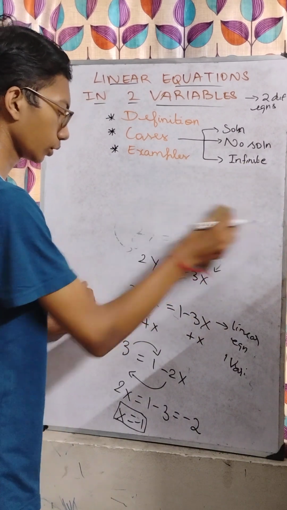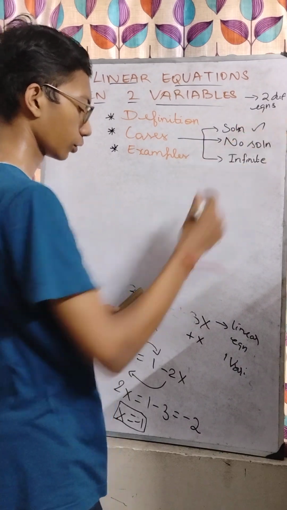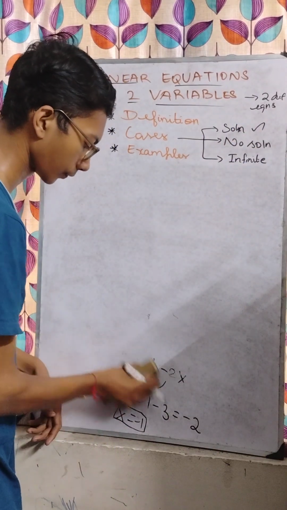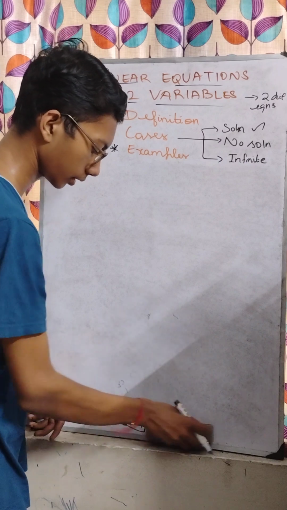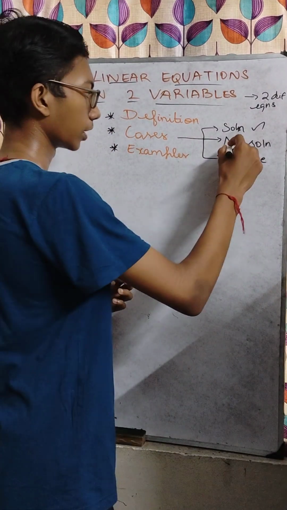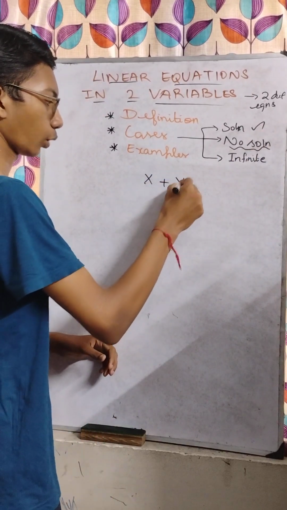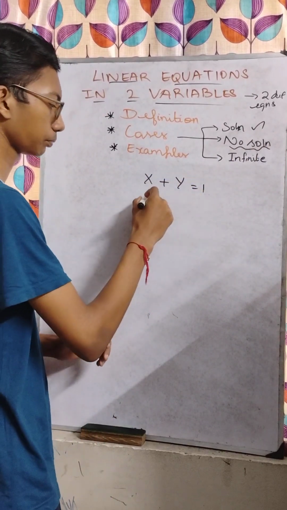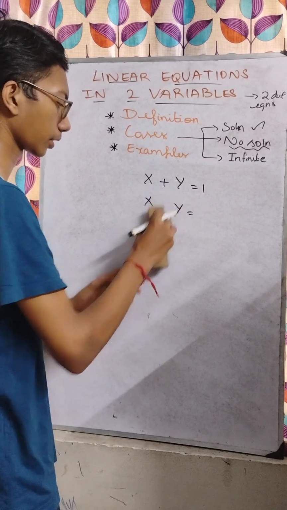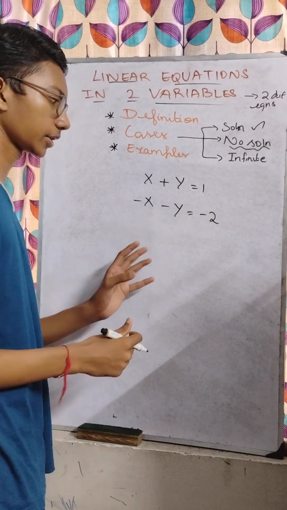Now we have seen two examples. In both of these cases, we got a solution for both the equations. Now an example for a case where there will be no solution. For this, let's take x plus y equals 1. That's a simple equation. And we can take minus x minus y equals minus 2. This is another equation.